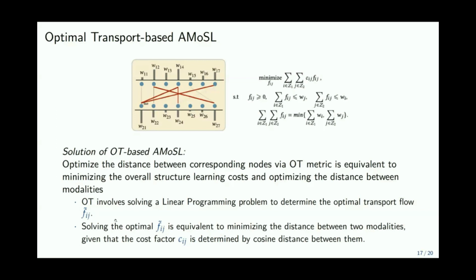And solving for the optimal transport flow is also equivalent to minimizing the distance between two modalities, given the cost factors Cij, which determine how far apart those two nodes are. So as a result, it can solve these problems by constructing the structural learning flow between the two nodes as well as minimizing the overall distance between the two modalities.